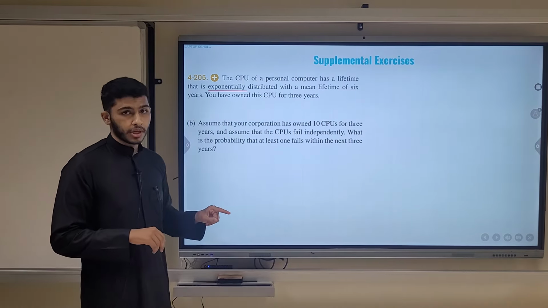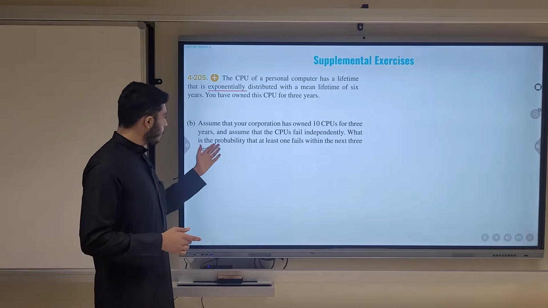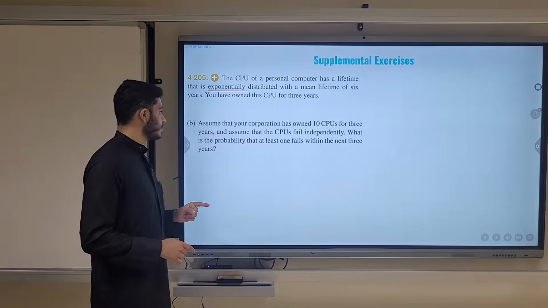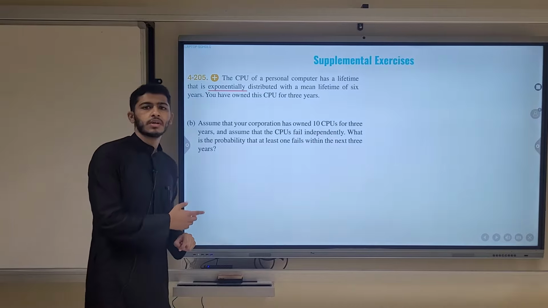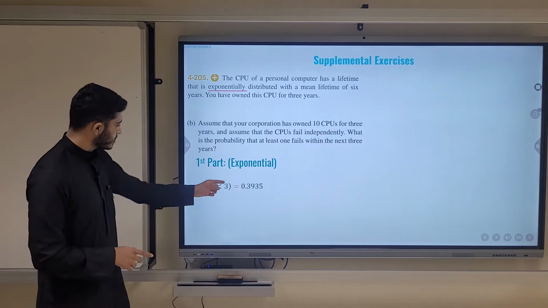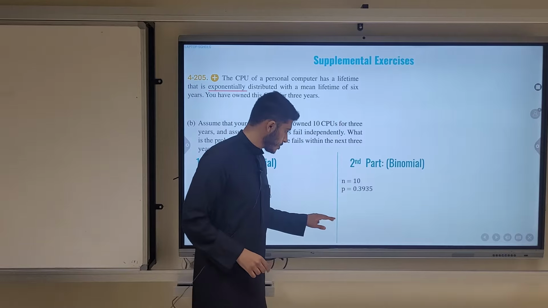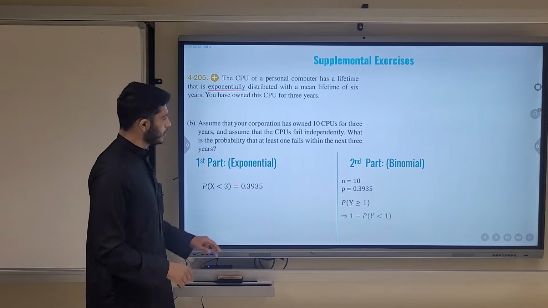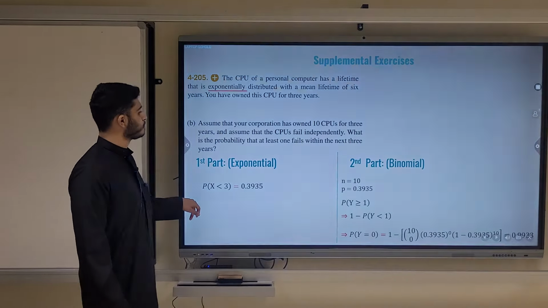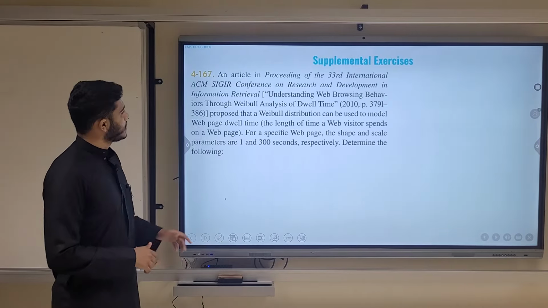So x greater than or equal to 1, but the probability is the one that we don't know. We want to find the probability of one failing within the next 3 years, which we have already solved in the previous part of the question. So the exponential part we have already solved, and this probability is going to translate to be the probability of success in the binomial distribution. Solving the binomial distribution will result in that answer there, 0.9933. Hopefully, at least.